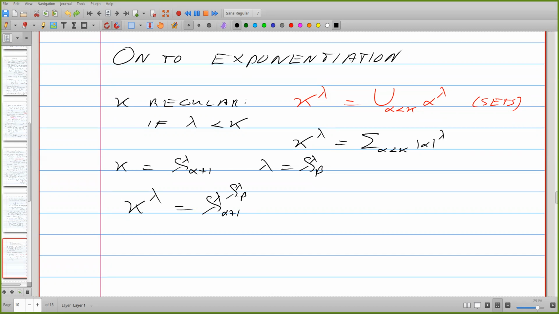Kappa to the lambda is Aleph alpha plus 1 to the Aleph beta. Okay, now this is going to be really hairy, but never mind. We use the ordinal sense of omega alpha plus 1. That makes it slightly smaller. And we put Aleph beta here, of course.